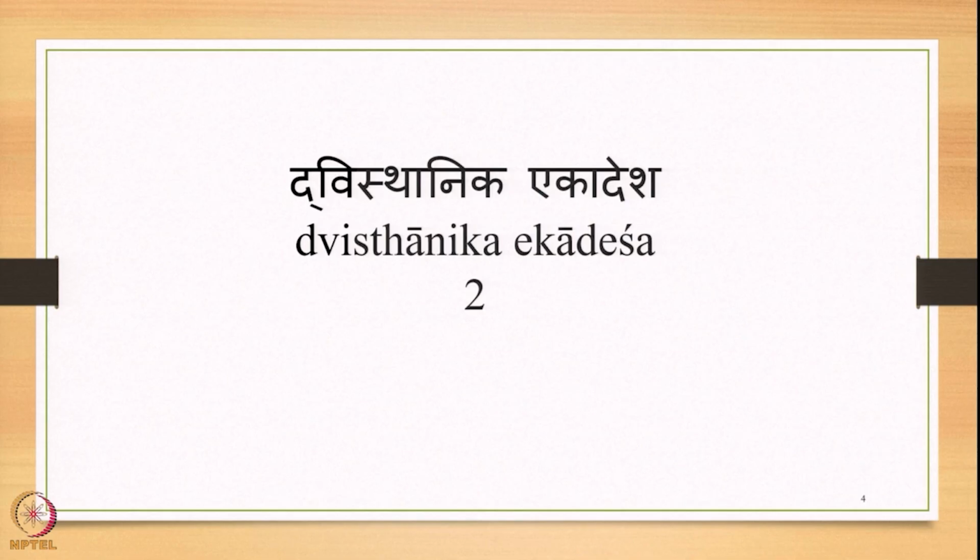We said that there are two types of ach sandhi. On the screen you see the second type, dvisthanika ekadesha. The first one is ekasthanika ekadesha, one sthani and one substitute, one substituent and one substitute, one sthani and one adesha. We studied that there are two instances of ekasthanika ekadesha. They are yan sandhi and ayavayav sandhi.